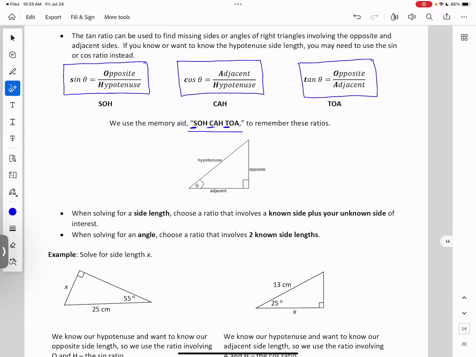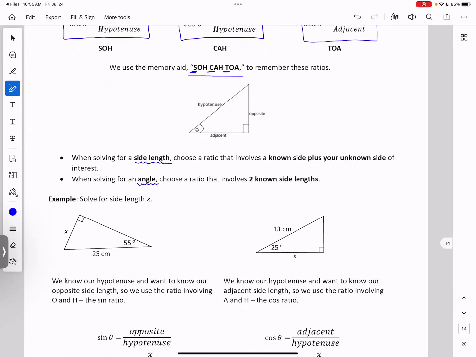If you're trying to solve one of these, you might have to decide which ratio is suitable to use. So if you're solving for a side length, you want to use a ratio that involves both a known side, so something you know, plus your unknown side of interest. If you're trying to solve for an angle, you need to choose a ratio that involves two known sides.